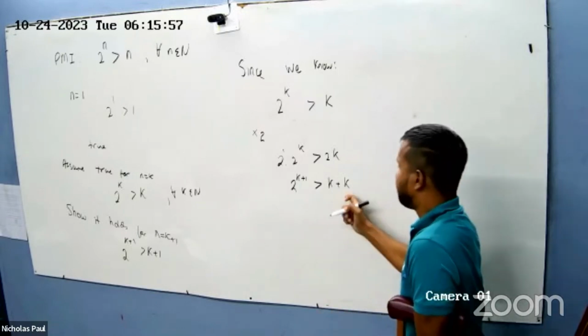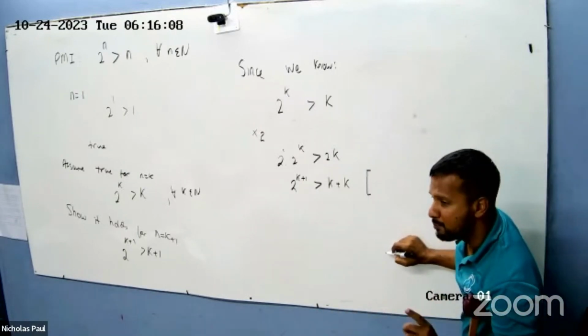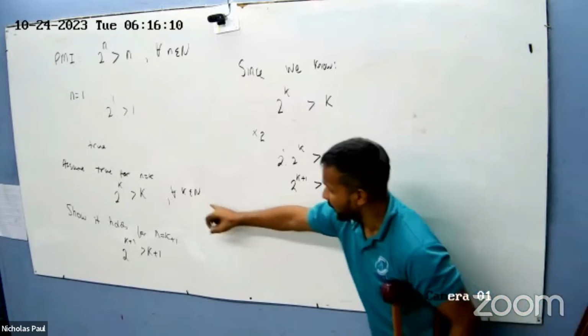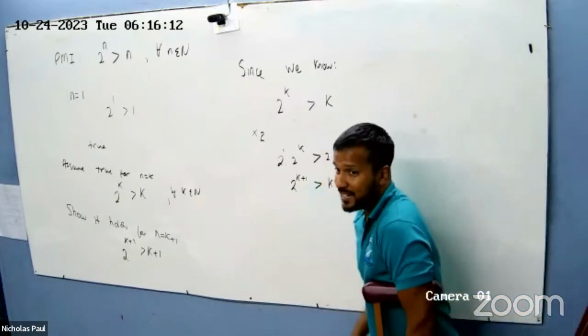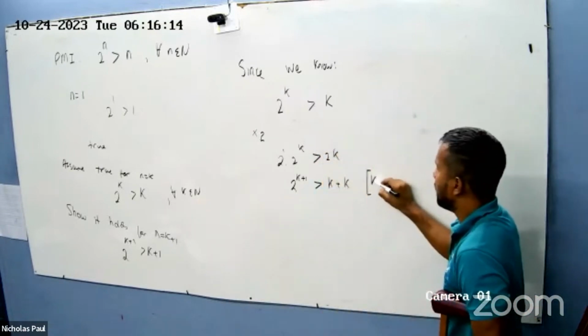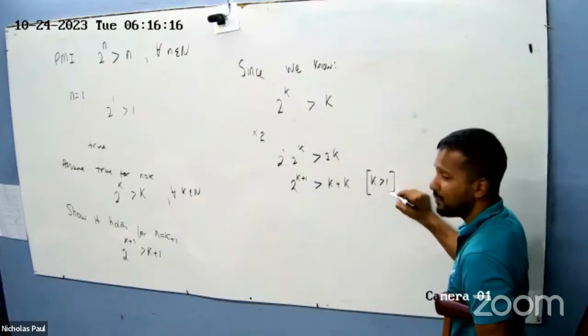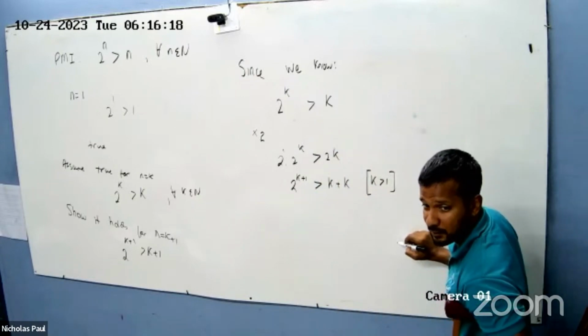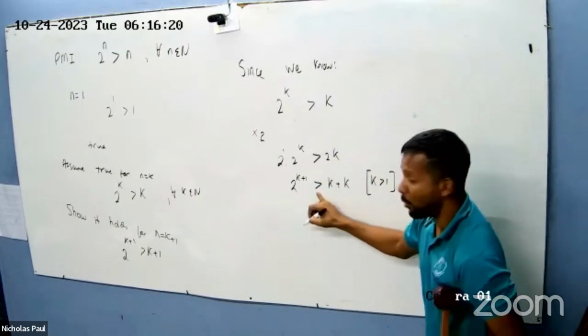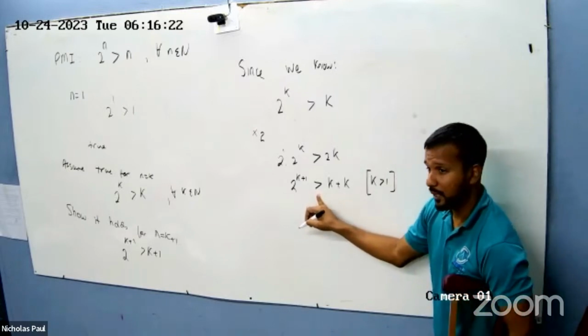What will you do? What do we know about k? A natural number, right? So if k is a natural number, it means that k will always be more than or equal to 1. Correct? And there's a more than sign.